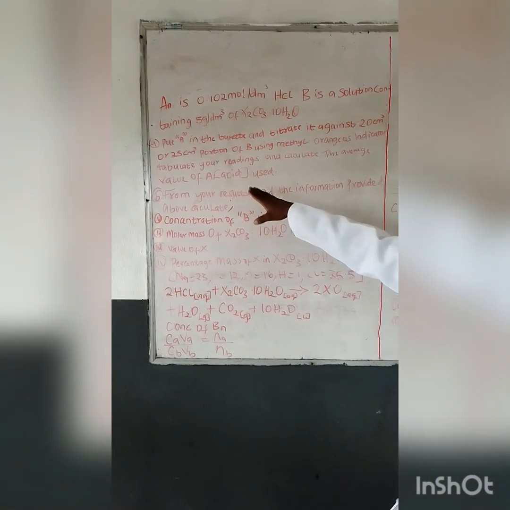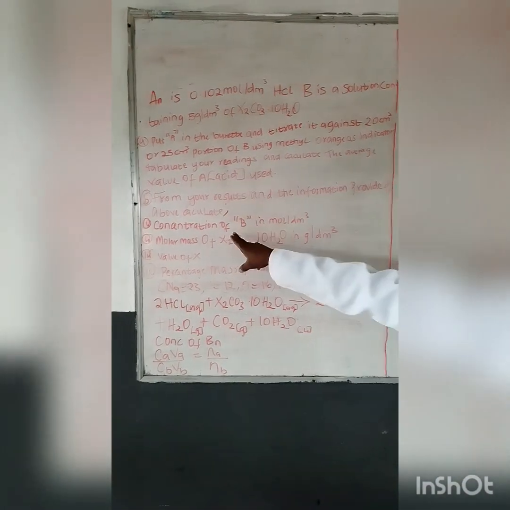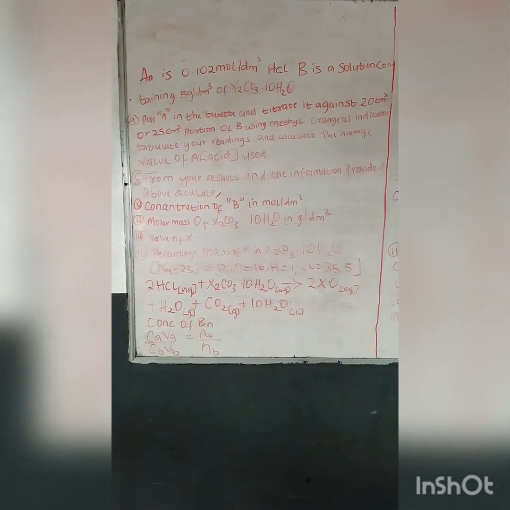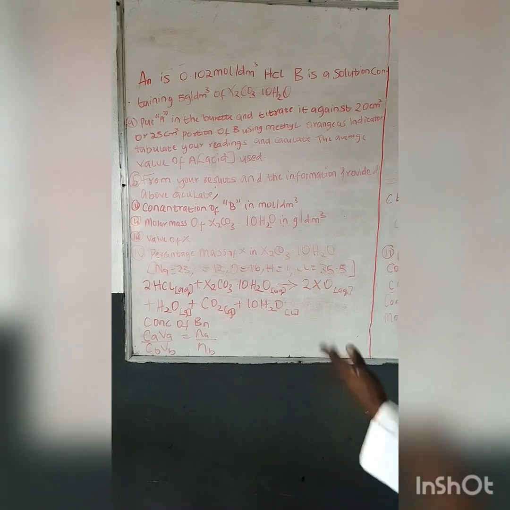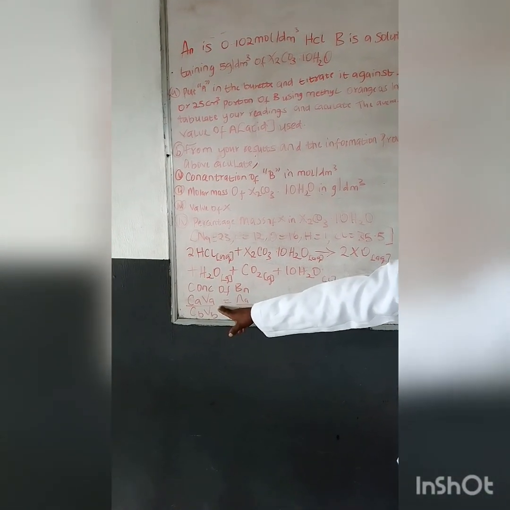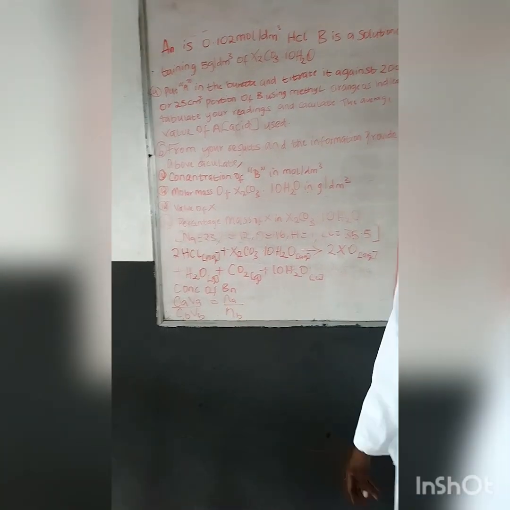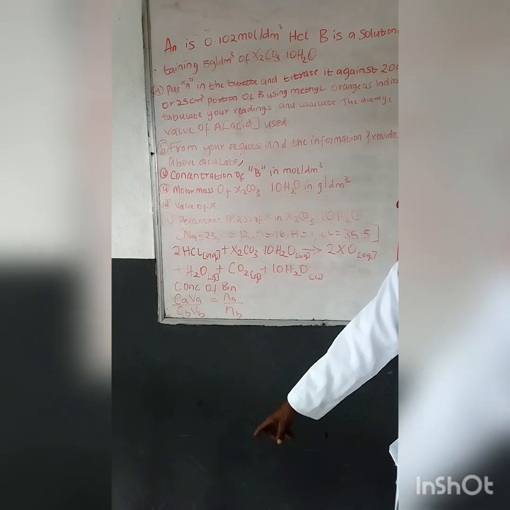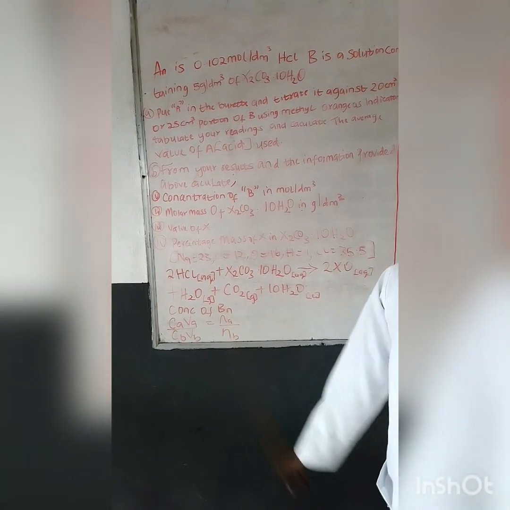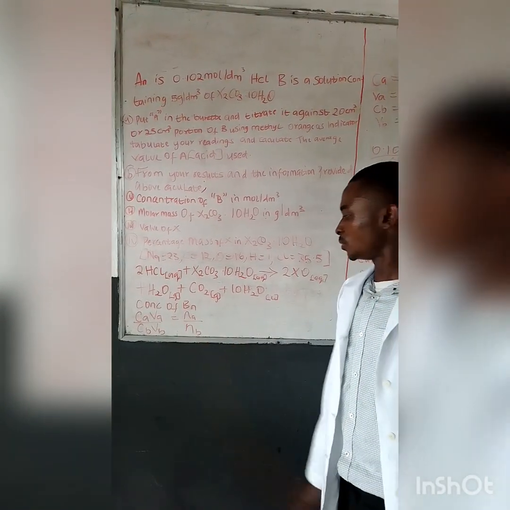Okay, now from your result and the information provided above, calculate the concentration of B in mole per dm cube. Okay, let's see how to do that. We have our usual formula: CaVa all over CbVb equals Na all over Nb. Ca is the concentration of acid. Va is the volume of acid. Cb is the concentration of base. Vb is the volume of base.